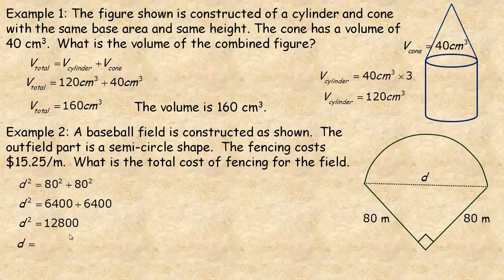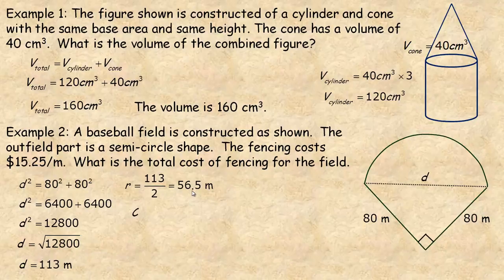To solve for D, we take the square root of the 12,800, which gives us, to the nearest meter, 113 meters. So it's 113 meters across here. To get the radius, we divide that by 2, so the radius is 56.5 meters.